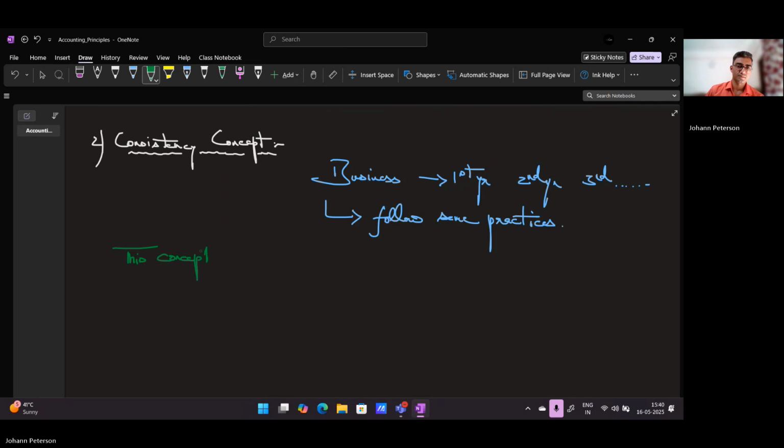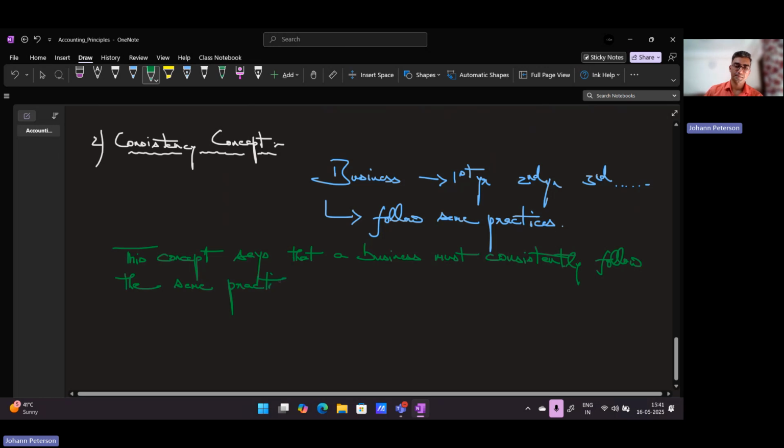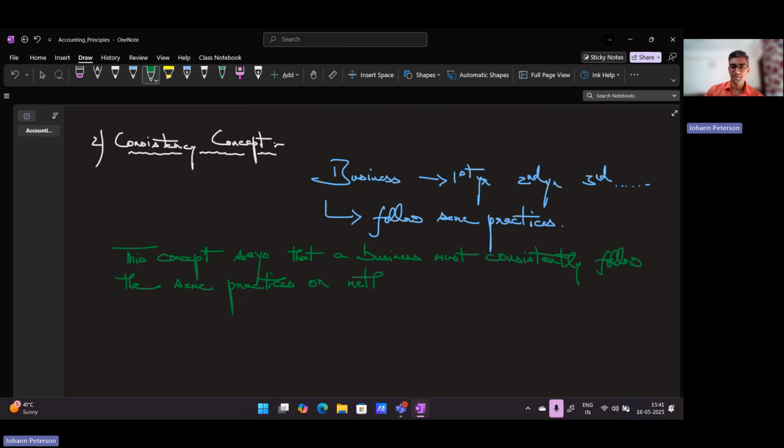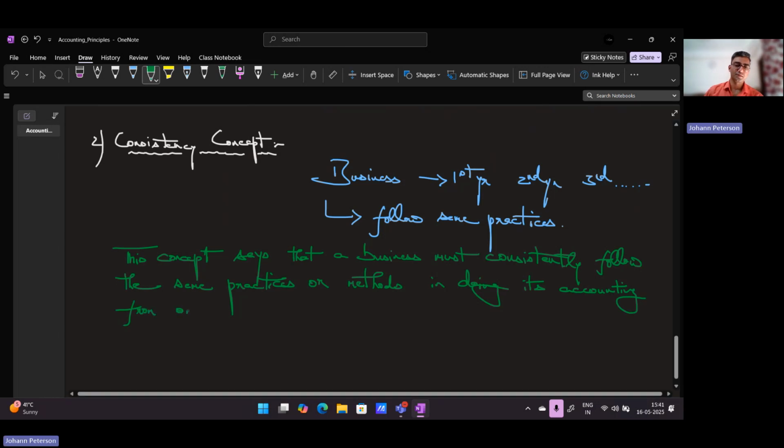this concept says that a business must consistently follow the same practices or methods in doing its accounting from 1 year to the next.